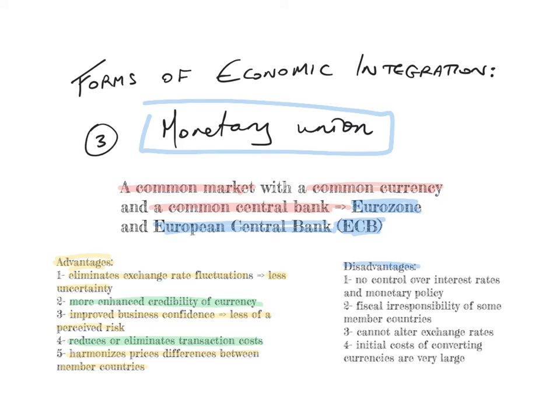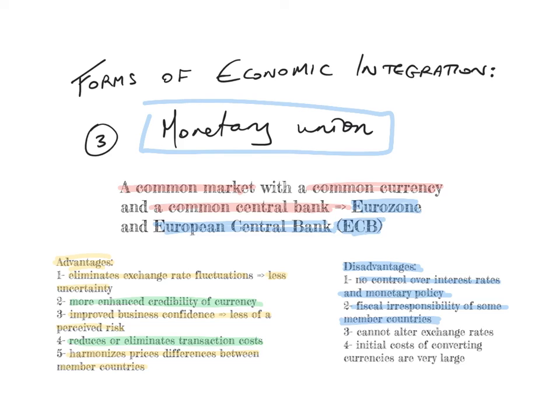However, there are some disadvantages to having a monetary union. First of all, individual countries give up control over interest rates and monetary policy. Once you enter the monetary union and you become governed by a common central bank, you have no control over your interest rates and monetary policy. So the only demand side policy you have control of is your fiscal policy. This could lead to fiscal irresponsibility of some member countries, as we've seen with the Eurozone crisis.